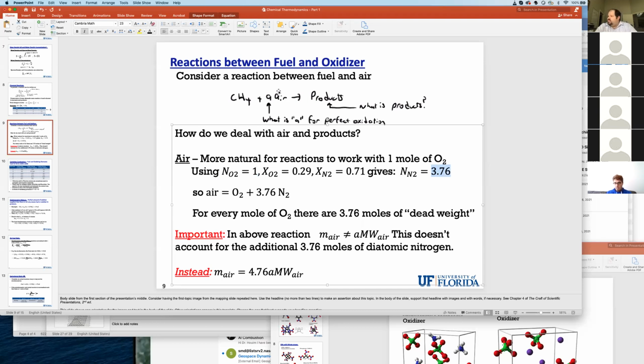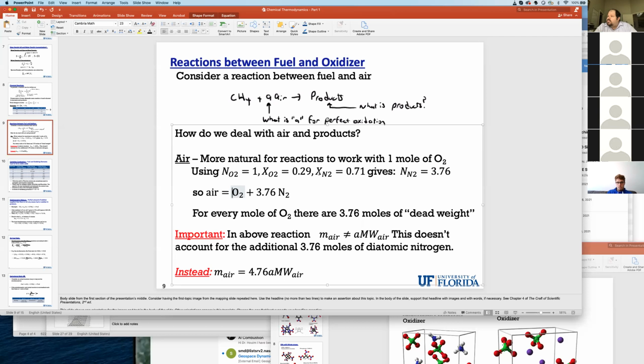And again, this is proven in a lot more detail in a traditional combustion class. Here we're just using the result. So if you're using this surrogate air, you can just say that air is equal to 1 mole of oxygen plus 3.76 moles of N2. And Professor, that's 0.21 O2 and 0.79 N2, right?